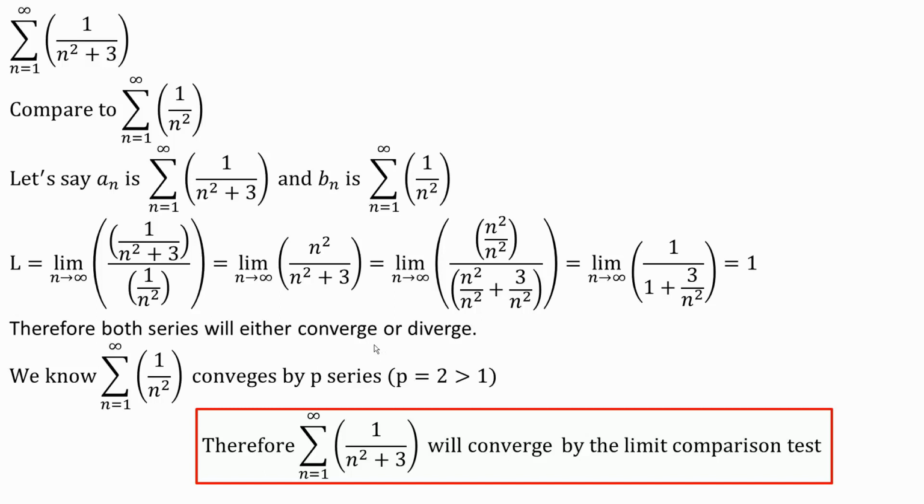We need to determine what will happen. We know that 1 over n squared, this series right here, will converge by the p-series test because p is equal to 2, which is greater than 1. Therefore, the series that we want to solve for will converge by the limit comparison test. And that's all we need to do for this type of problem.